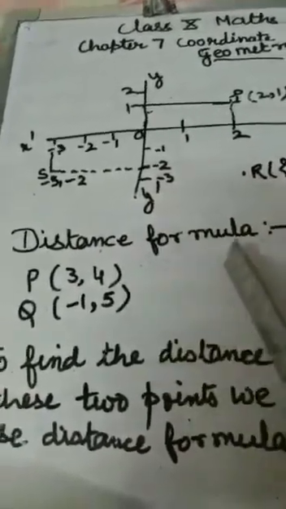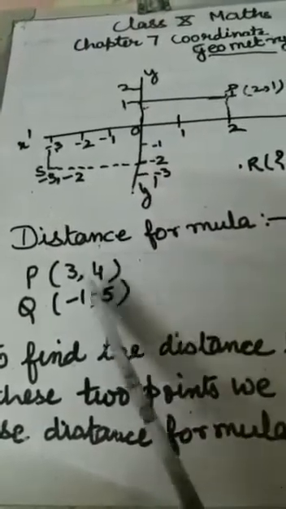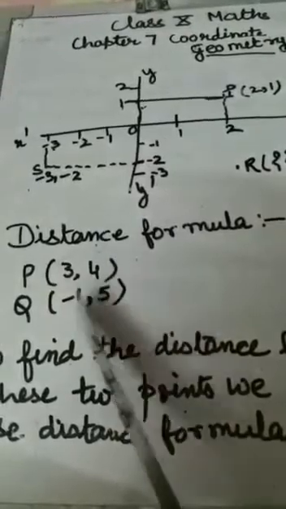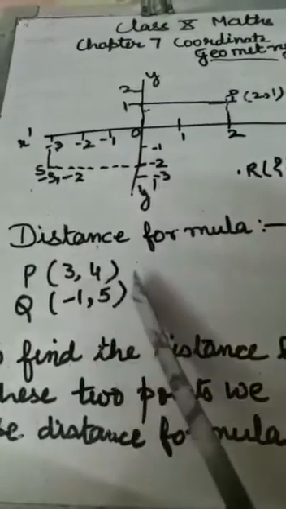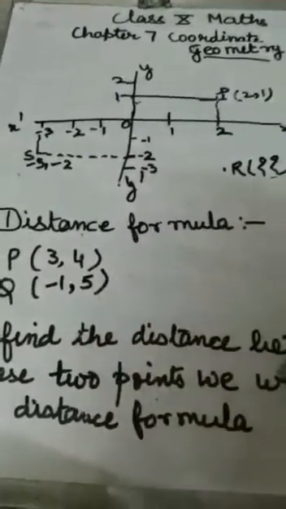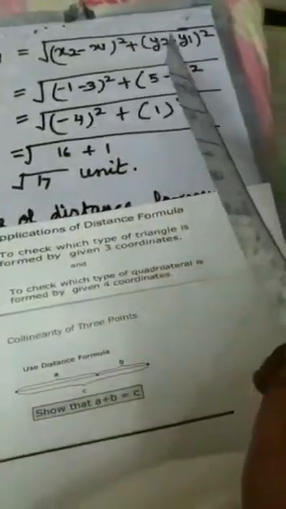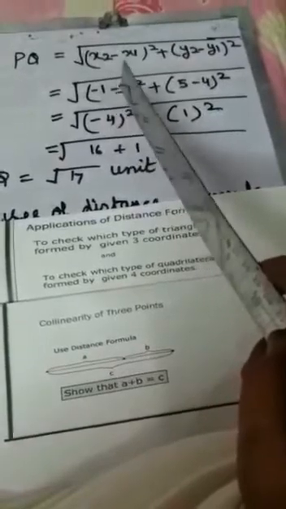Now I am going to explain the distance formula. Two points are given, P and Q, whose coordinates are P(3, 4) and Q(-1, 5). You have to find the distance between these 2 points by using the distance formula. As you know, the distance formula is the square root of (x2 minus x1) whole square plus (y2 minus y1) whole square. Here x2 is -1 and x1 is 3. So (-1 minus 3) whole square plus (5 minus 4) whole square.